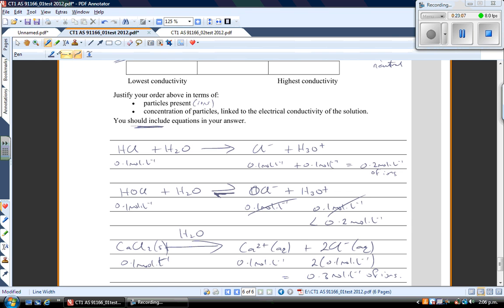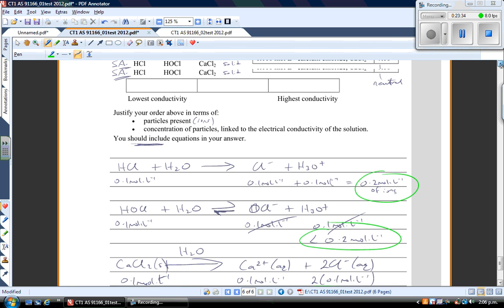So hopefully it's obvious after doing those little calculations. I shouldn't need to write down the explanations, but if you have 0.2 moles per liter of ions for the HCl, and 0.3 moles per liter of ions for the dissociation of the calcium chloride, and you have less than 0.2 moles per liter for the hypochlorous acid, then in terms of ranking these species by conductivity, the lowest is going to be the HOCl, hypochlorous acid. The middle species is going to be the HCl, and the highest is going to be the CaCl2.